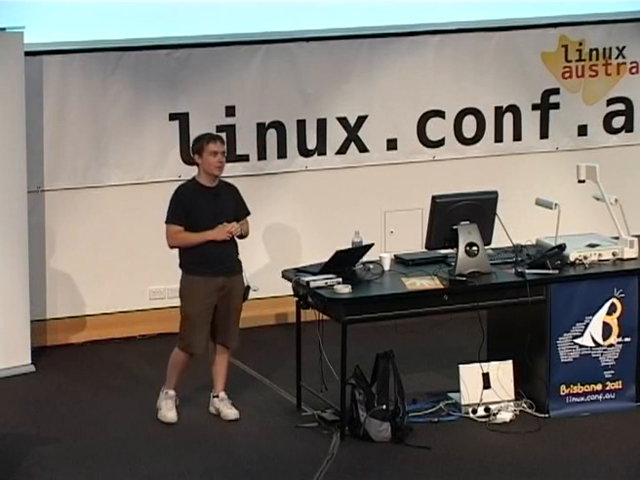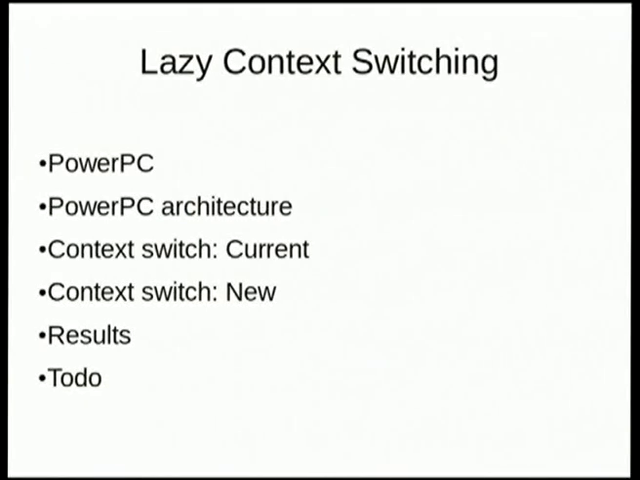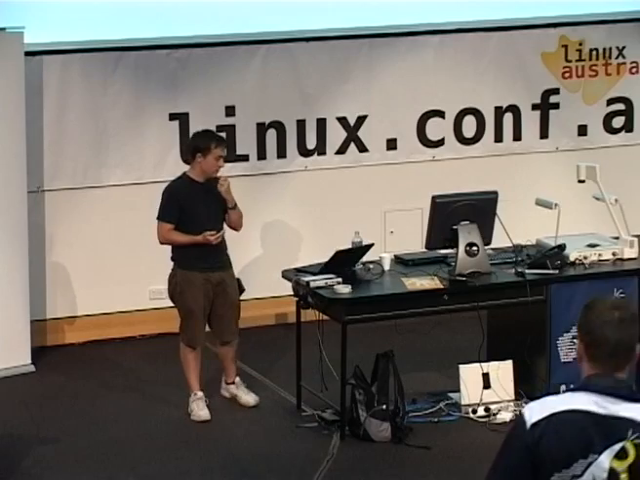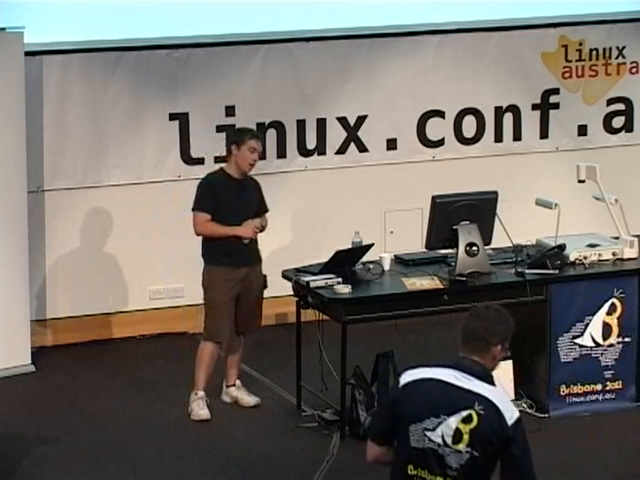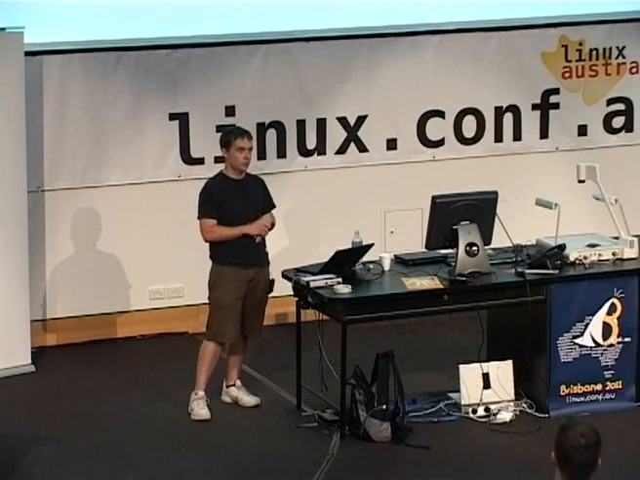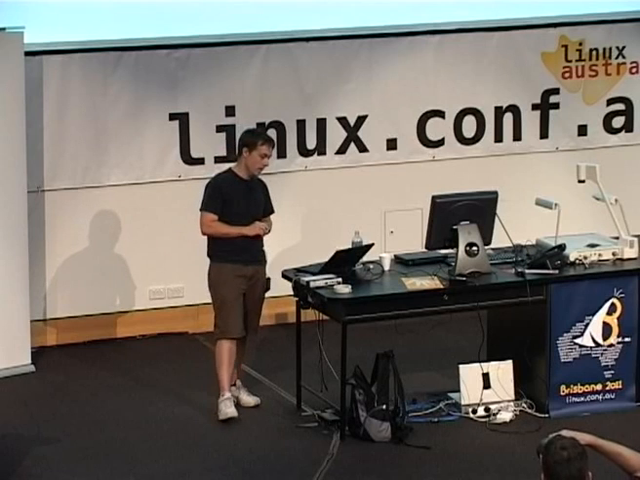So what we're going to be talking about today, we're going to start off with a quick overview of what PowerPC is, and then a little bit of an overview of the architecture, mostly relating to context switching. Then talk about what we do with context switching currently in Linux on PowerPC, what we've done to change it, the new version, and then some of the results and some to-dos of what we could do in the future.